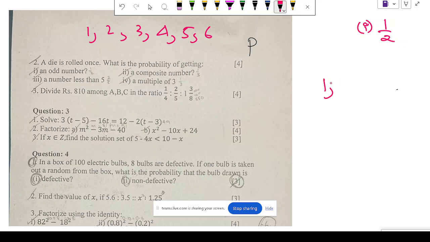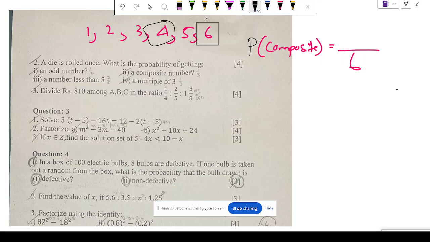Tell me all the composite numbers from 1 to 6. They are 4 and 6. Yes, composite are 4 and 6. So total possible outcomes are 6. In that, what are the composite numbers? 4 and 6. So when you roll the die, how many times do you get 4 and 6? Should I write 4 plus 6 here? No, sir. Then 2 by 6. So total 4 and 6 you get twice. 2 by 6. The answer is 1 by 3.